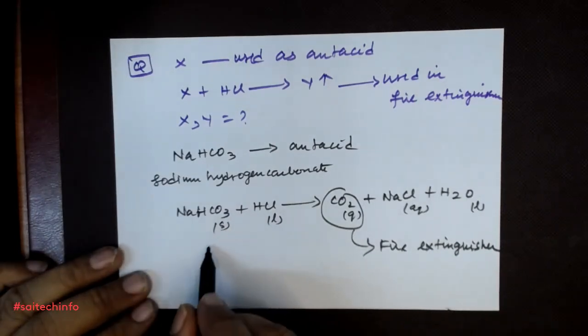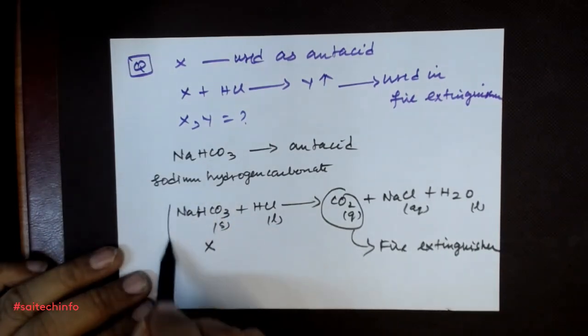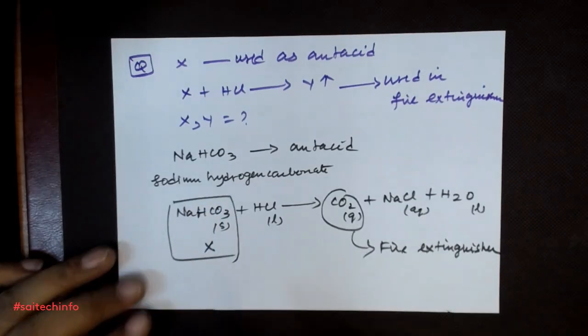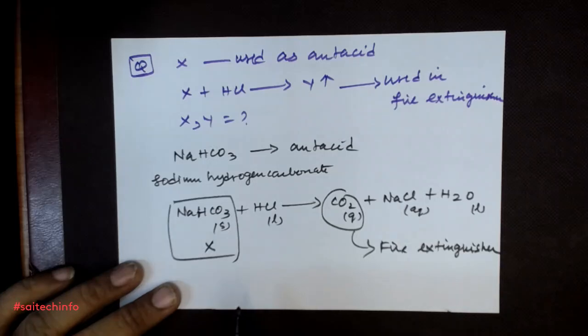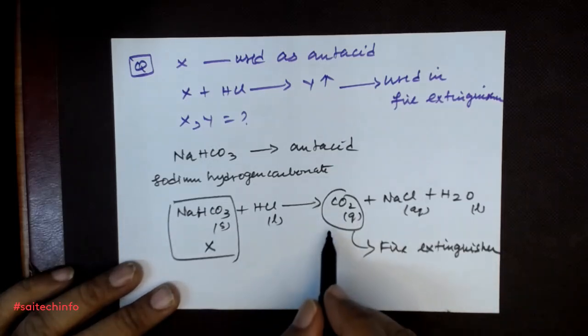So X is sodium bicarbonate. It should be called sodium bicarbonate. And the gas evolved is Y.